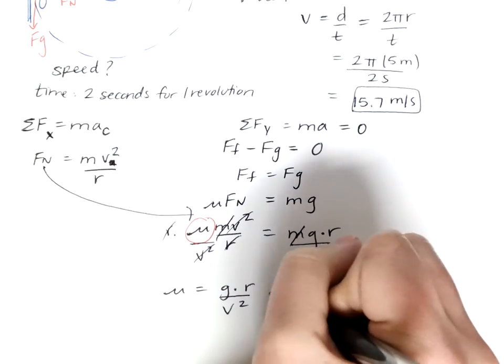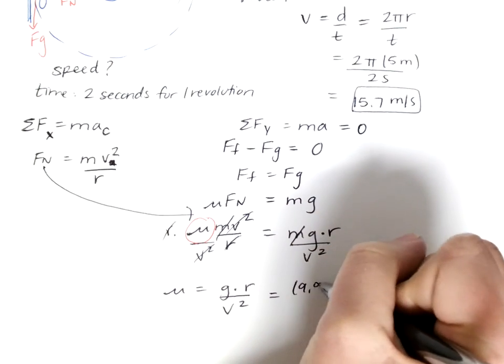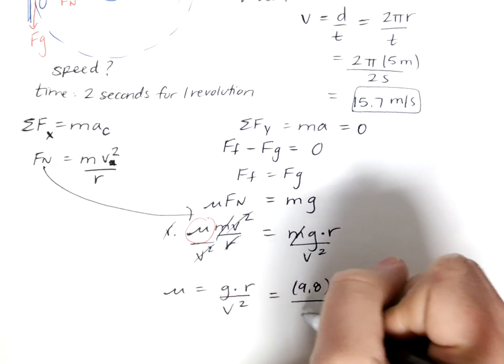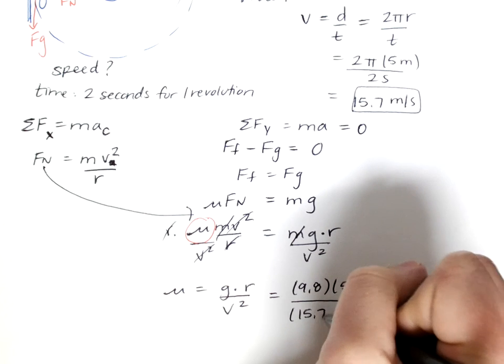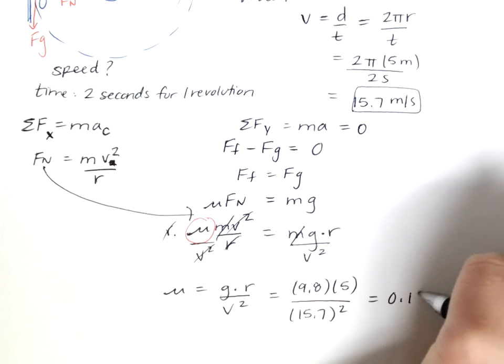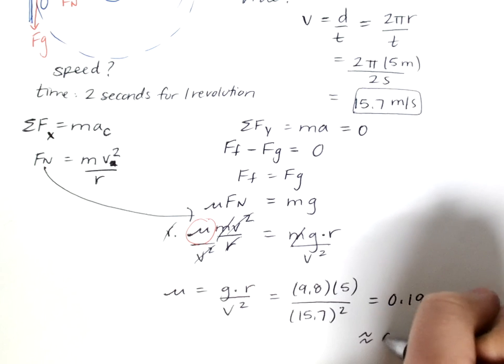And when you plug this in, you get 9.8 times 5 divided by, the velocity was 15.7 we found earlier, squared, which gives us about 0.199 coefficient, which is approximately 0.2.